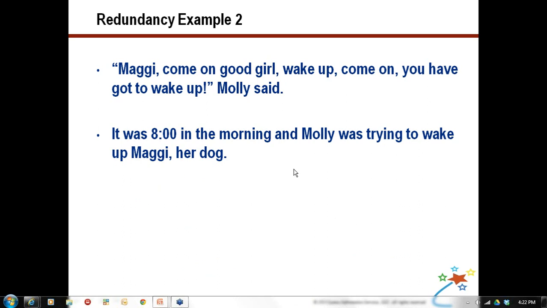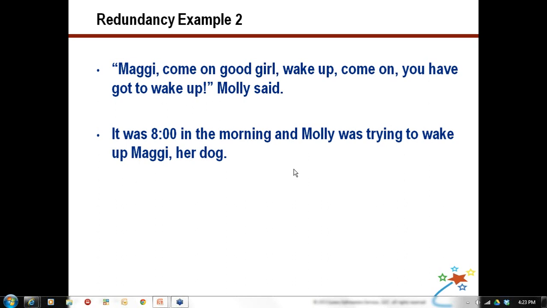Okay. Well, let me go with wake up first. The only redundant part that I felt was there was that after you say it's 8 o'clock in the morning and Molly was trying to wake up Maggie, her dog, I felt that trying to wake up Maggie, her dog was redundant because in the first sentence you hear her say, wake up, come on, you have got to wake up. So that was the one I thought was redundant.